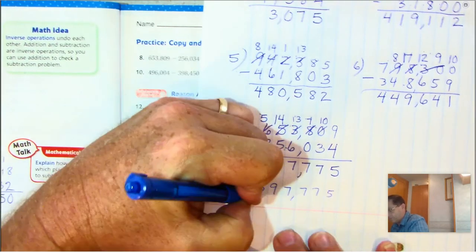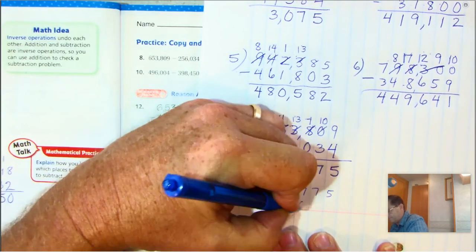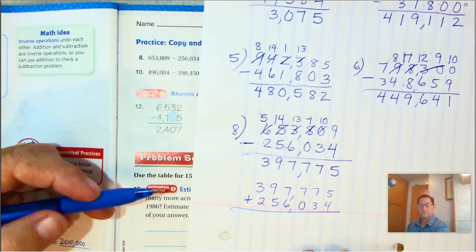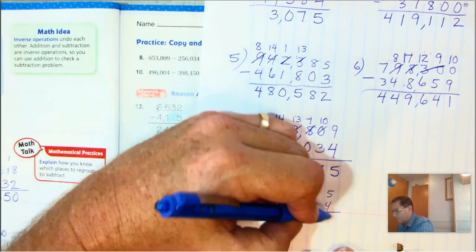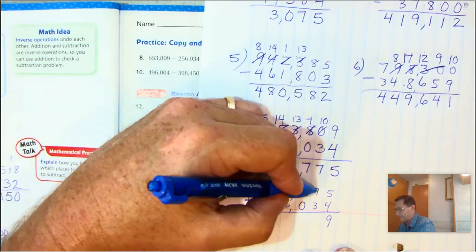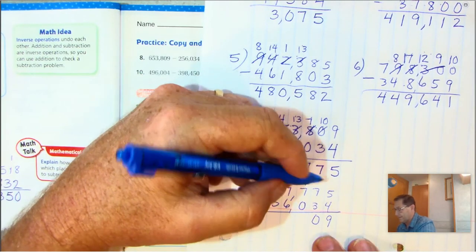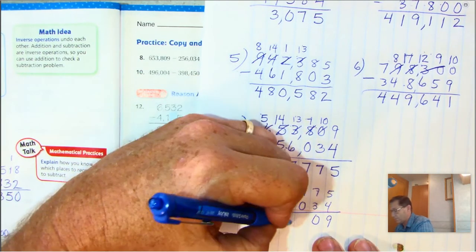And we're going to add what was taken away. And we should get our first number. 5 plus 4 is 9. 7 and 3 is 10. Regroup the 10 tens as 100 and no tens. 700 plus 100 is 800.